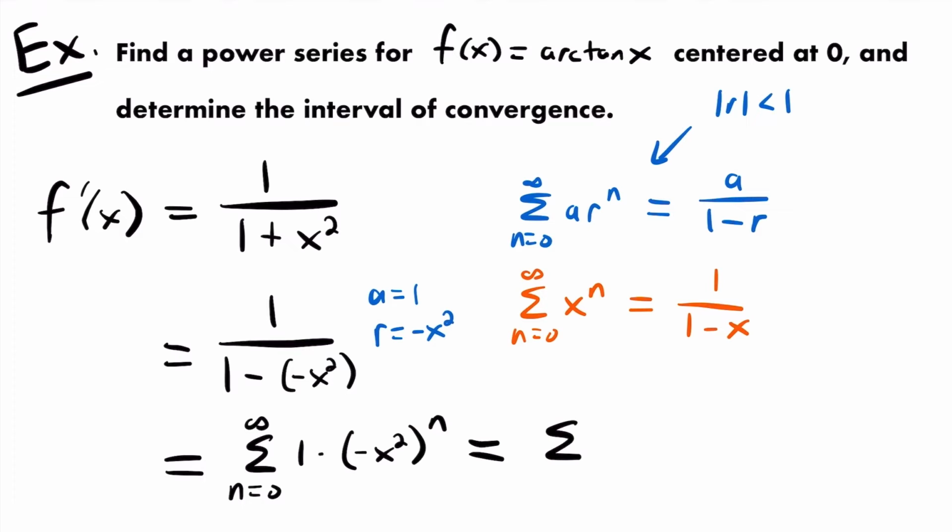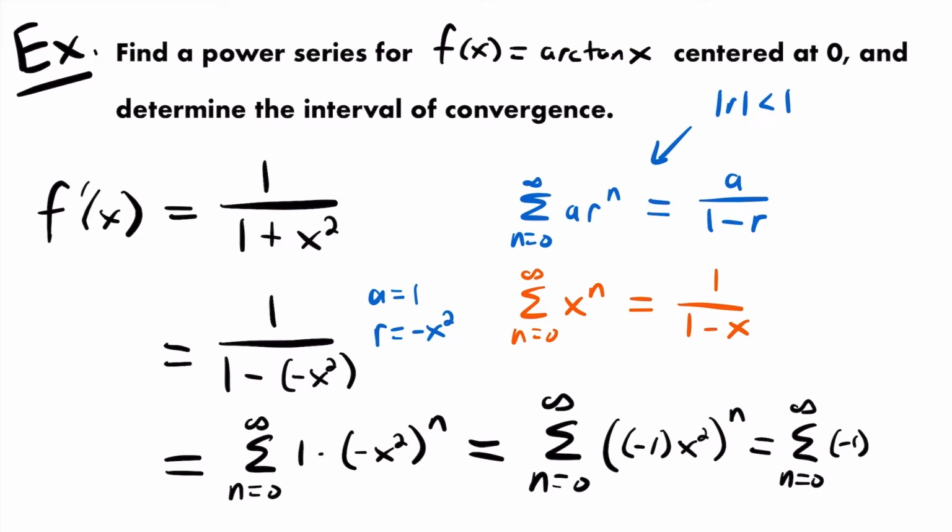But let's rewrite this to be the sum from n equals 0 to infinity of negative 1 times x squared to the power of n. And now what we can do is take each of these parts to the power of n. So we'll have negative 1 to the power of n and x squared to the power of n. But remember, when you have a value raised to a power and you're raising that to a power, you can multiply those powers, and so x squared to the power of n will be x to the power of 2 times n, or just 2n. And so this will be equal to the sum from n equals 0 to infinity of negative 1 to the power of n times x to the power of 2n.